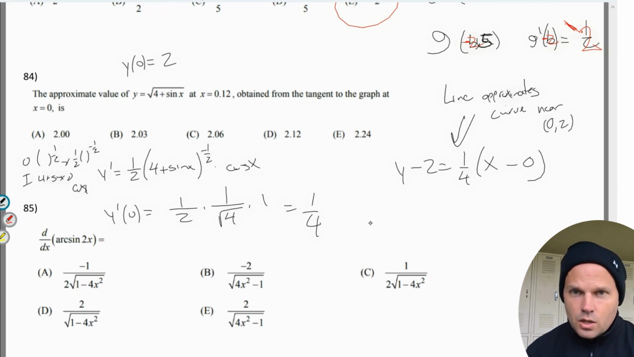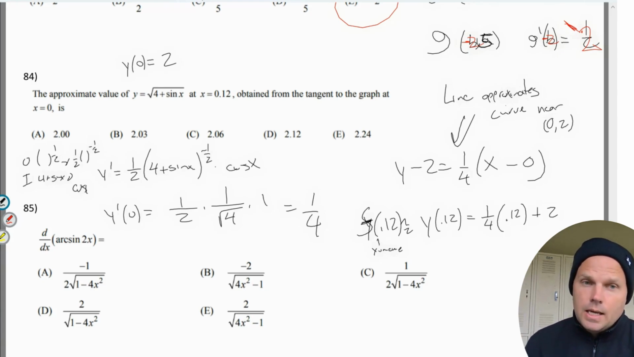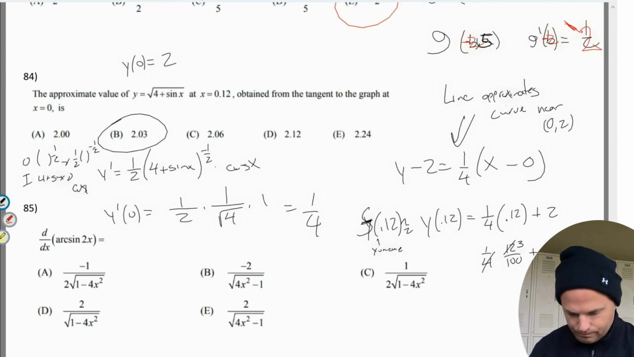So the y on the curve, so I'll probably use the function notation. This is the y on the curve, can be approximated with the y on the line, which is 1/4 times 0.12 plus 2. Now, how do I do this? Actually, it's the one situation where it might be easier to change to fractions. It's tenths, hundredths. So this is 12 hundredths. So I can divide the top and bottom by 4 and that gives me 3 100ths plus 2. So that's 2.03. Look at that.